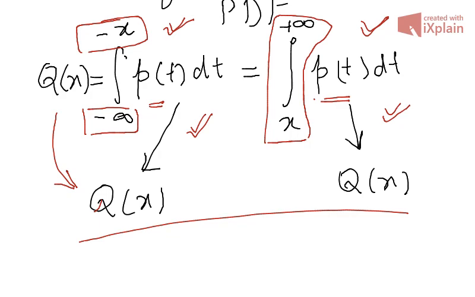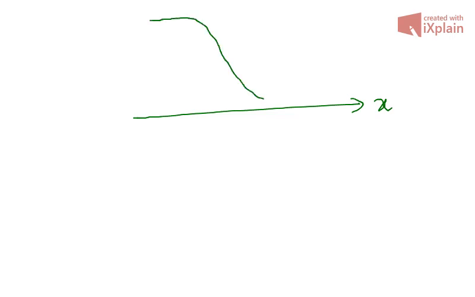Now let me draw this Q(x), because you can draw the PDF, you can draw the CDF for the standard normal curve, and let's see how Q(x) looks. If you draw Q(x) on the x-axis, you will see that it appears something like this. And this range is actually from -5 up to 5 for the standard normal curve.